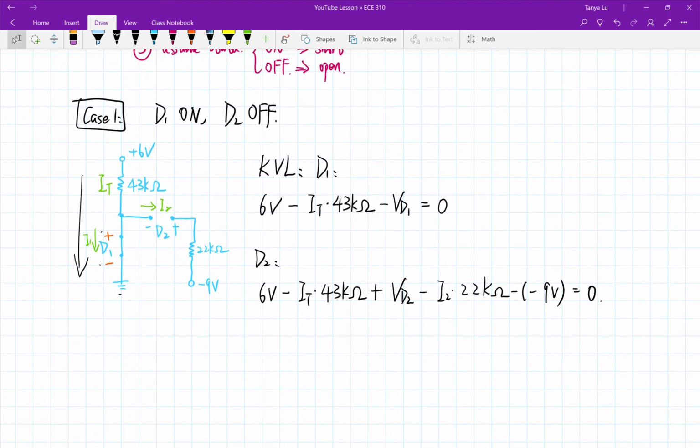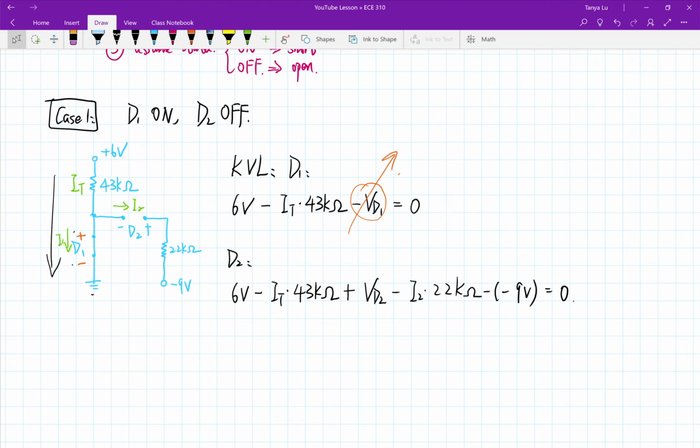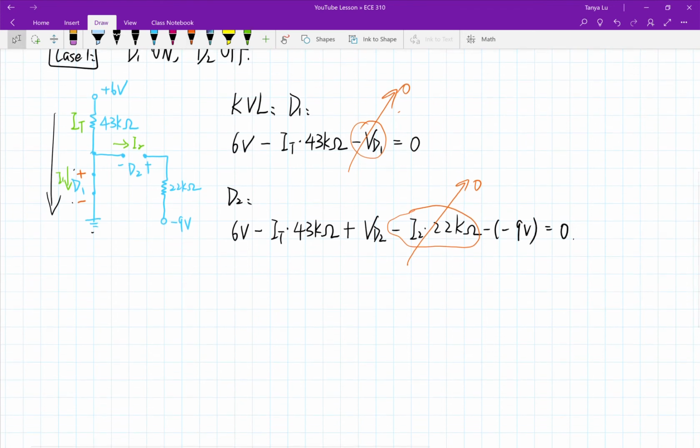Now we can think about how to simplify it. So first, we know our D1 is being shorted. What that means is our voltage drop across a wire is 0, right? So this whole part, gone. And then we can look at D2. It's open. What that means is there's no current going through, right? So any term that has I2 in it will be gone, which is this term right here going away, equals 0. So let's simplify it. Let's call this equation 1, equation 2.